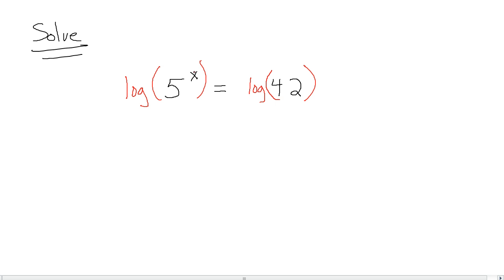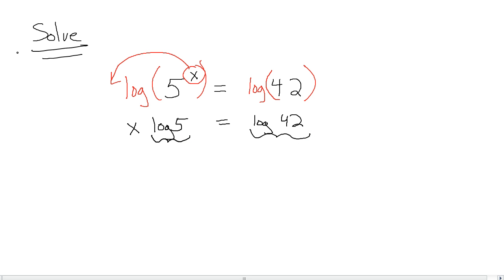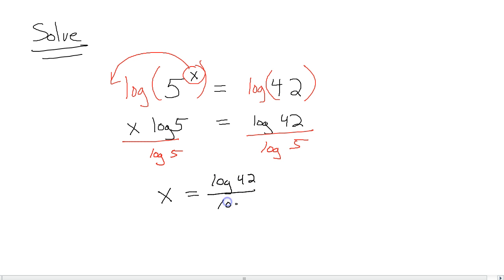So now on the left, because this is an exponent, I can bring it out front. So what I end up having is the log x times the log of 5 equals the log of 42. Now if you were doing this on your calculator, you could go ahead and fill this in with a number and fill this in with a number and solve it. On your test I'm going to ask you just to leave it in terms of log, and so that means all you need to do is divide both sides by the log of 5. Your final answer would then be x equals the log of 42 over the log of 5.